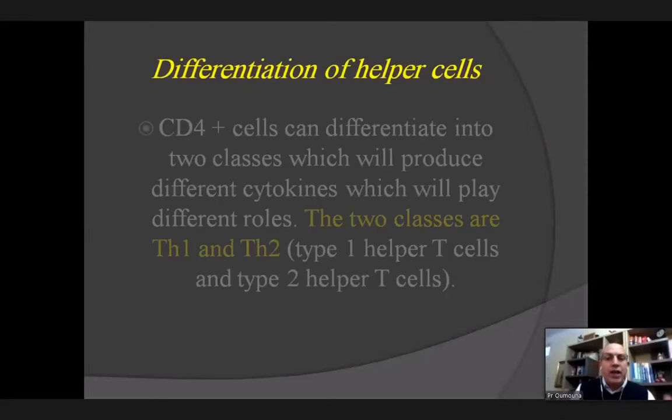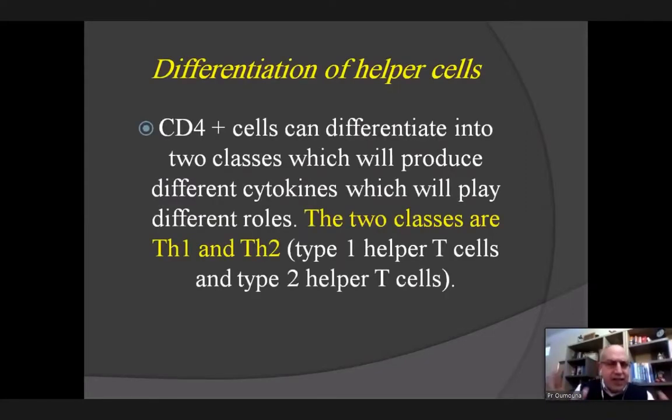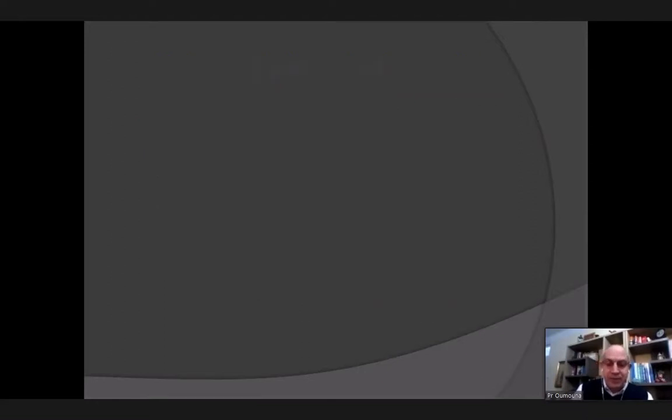Differentiation now: these CD4 cells and CD8 cells, it's clear they will attack and kill infected cells. For CD4 cells, we have heard about type 1, type 2, TH17, and so on. We will see now how many subclasses there are. CD4 cells can differentiate into two classes which will produce different cytokines, which will play different roles. The two classes are TH1 and TH2, T helper 1 and T helper 2.